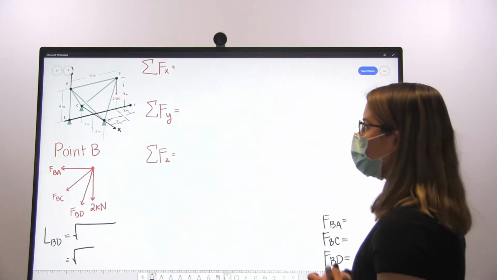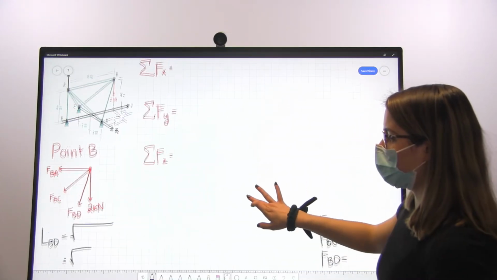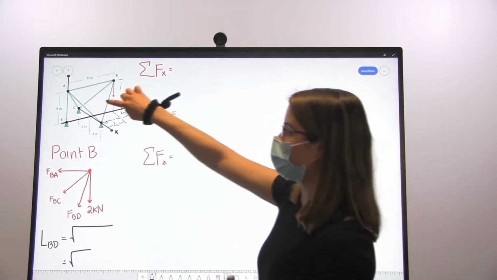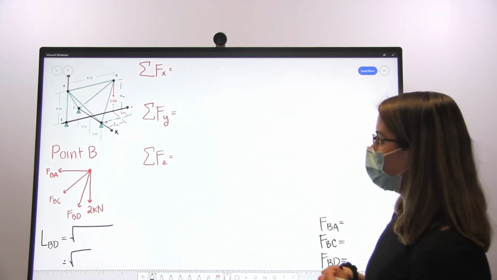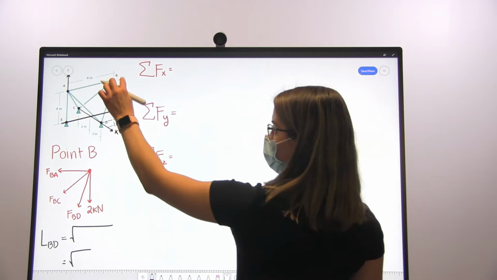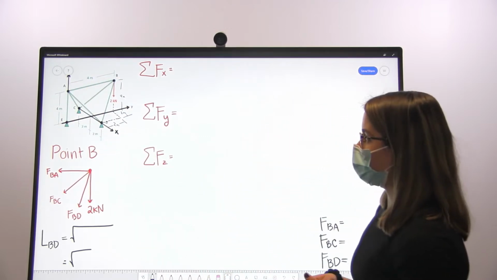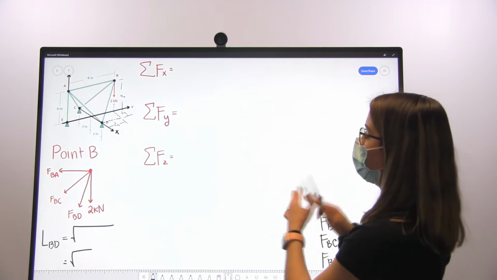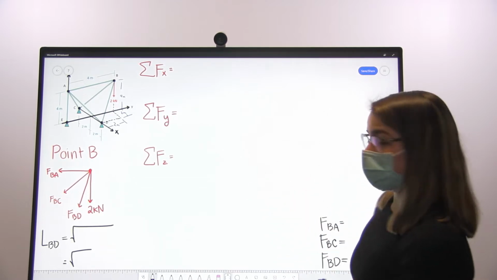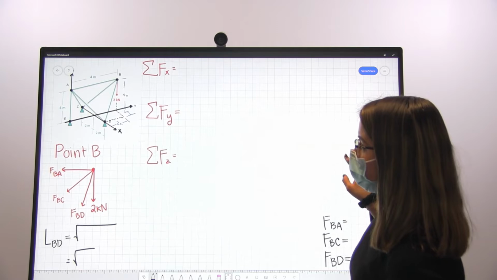Okay, so in this problem, we're being asked to solve for the forces in each of these cables. This is a system of cables, and we have two critical points, point A and point B, which we're going to use to form our equilibrium equations and go from there.